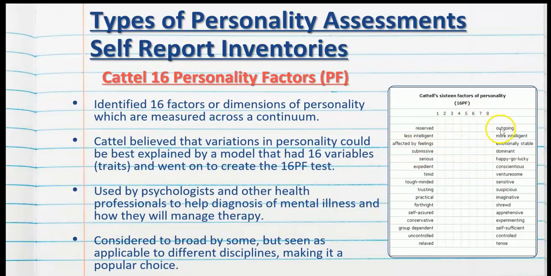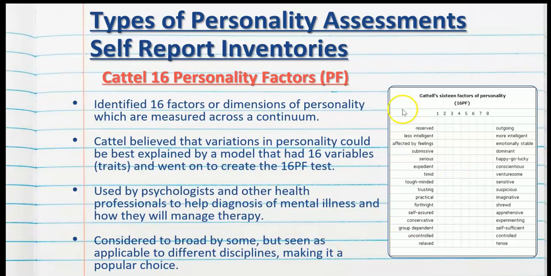So for example, reserved to outgoing, we answer some questions about putting ourselves in certain social situations where that would be appropriate, and then the test will place us on a scale of 1 to 8. So it's not just a simple, okay, I think I'm a 2 or I'm a 5. We ask questions to get a more specific result. So this is used by psychologists and other health professionals to help diagnose mental illness and how they will manage in certain therapy sessions and different therapy types. It is considered very broad by some, but it is still seen as applicable to different disciplines.